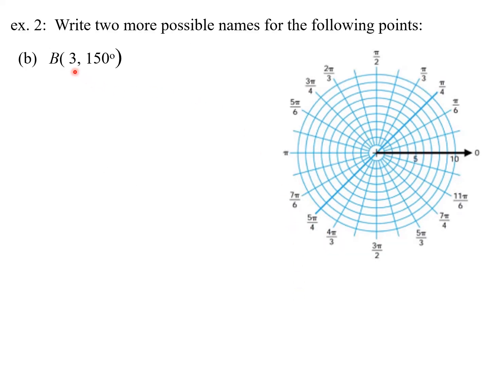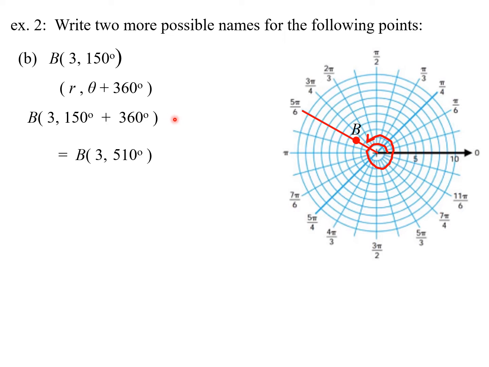Let's get 2 more possible names for this point: 3, 150 degrees. First of all, plotting it, 150 corresponds to this right here, and then a radius of 3 is right there. So there's point B. We're going to do the same thing that we did before. We're going to add 1 complete revolution, so we're going to add 360 degrees to the direction. Same radius, but we're going to just add 360 degrees. So we're going around all the way to here. There's my 150 degrees, and then we're going to add 360 degrees to that.